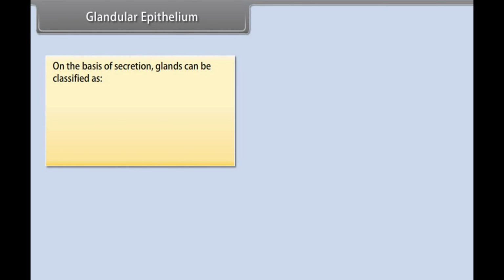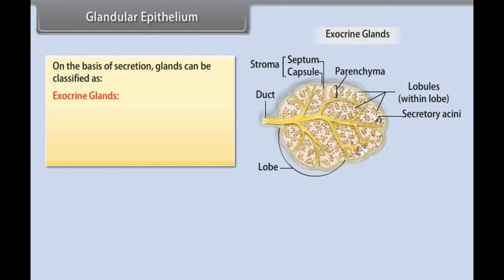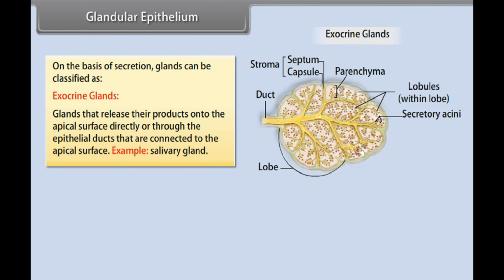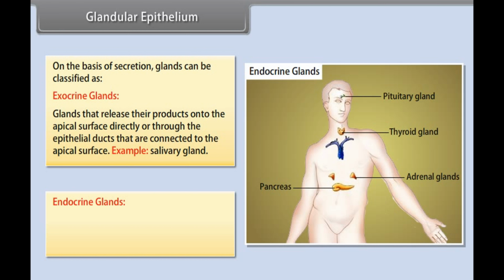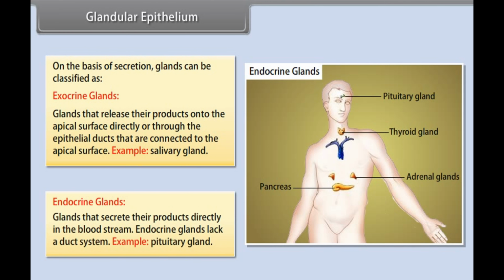Glandular epithelium. On the basis of secretion, glands can be classified as exocrine glands, glands that release their products onto the apical surface directly or through the epithelial ducts that are connected to the apical surface. Example, salivary gland. Endocrine glands, glands that secrete their products directly in the bloodstream. Endocrine glands lack a duct system. Example, pituitary gland.